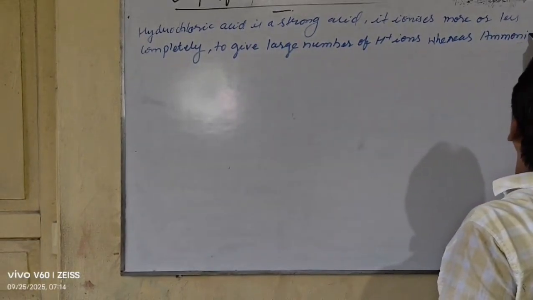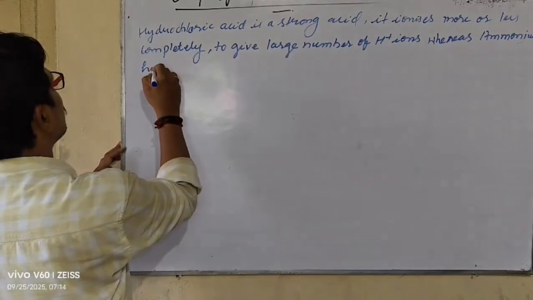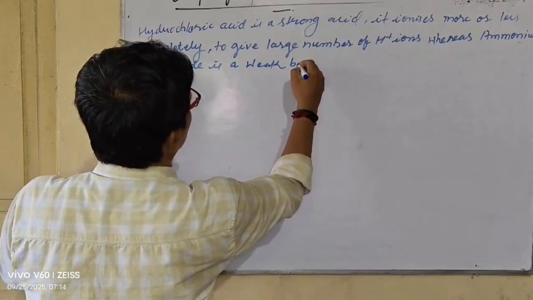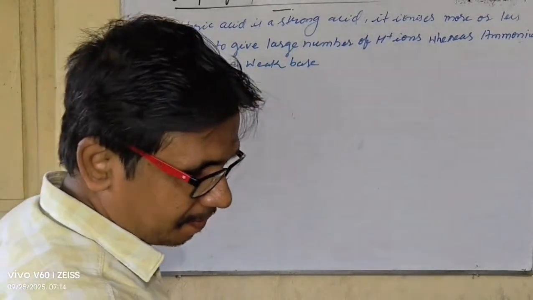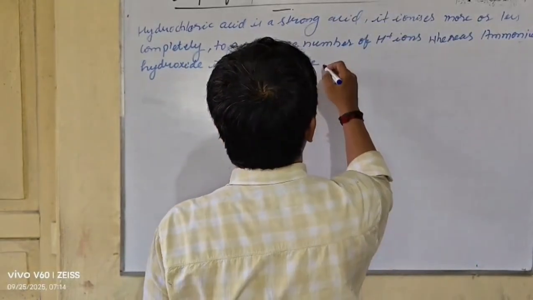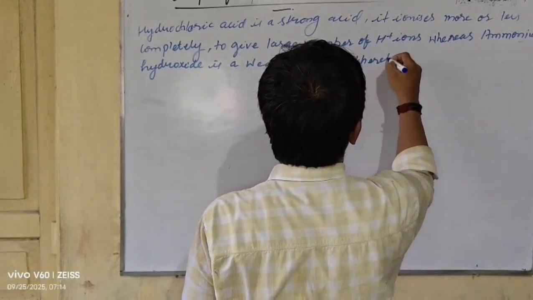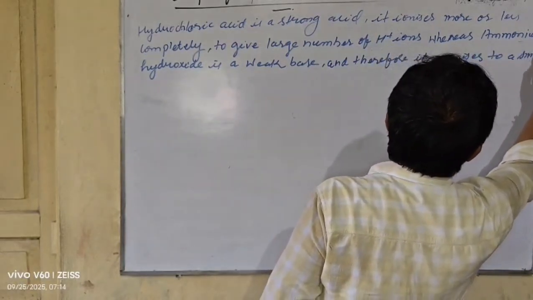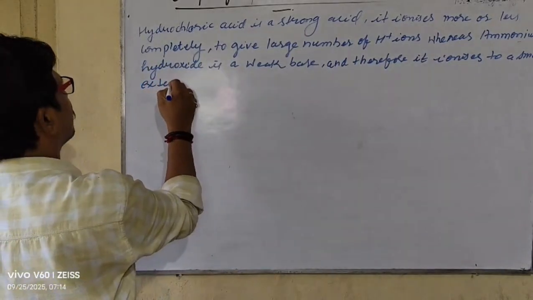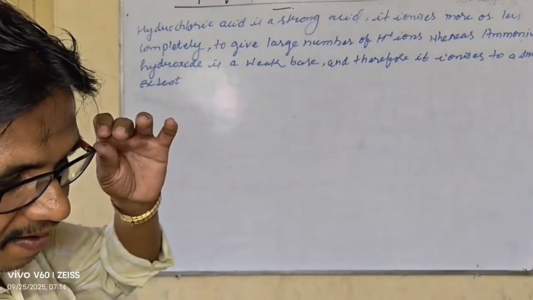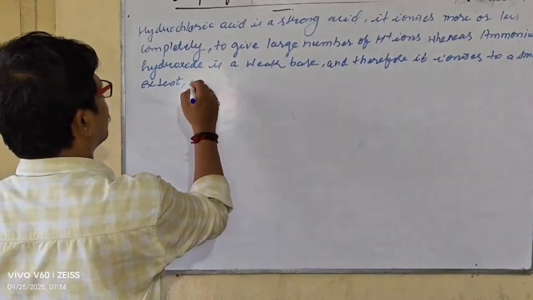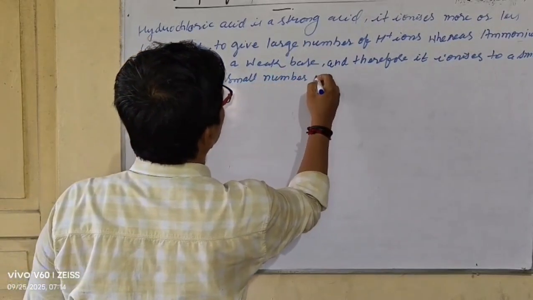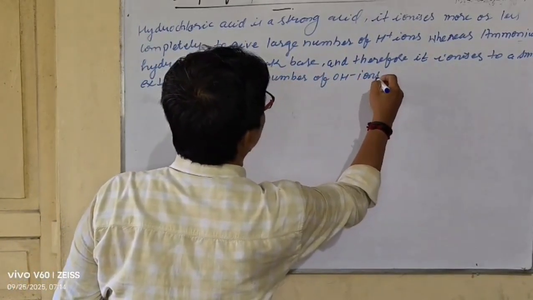is a weak base. So ammonium hydroxide is a weak base, and therefore it ionizes to a small extent, giving a small number of OH minus ions.